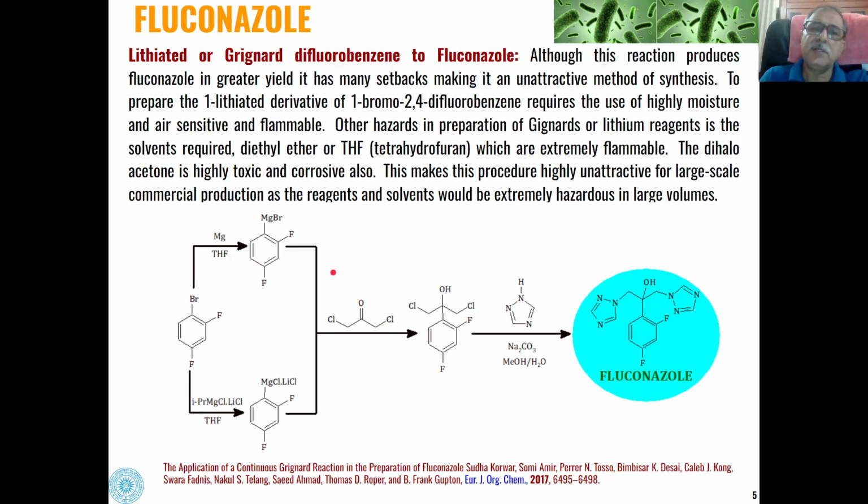Then lithiated or Grignard difluorobenzene to fluconazole. Here again we will start with this aromatic compound. In the first step, we will either synthesize Grignard reagent when this is reacted with magnesium in THF, or isopropyl magnesium chloride or lithium chloride is reacted to give us this type of lithiated Grignard reagent as the intermediate. And again, this Grignard reagent will react with dichloroacetone. 1,3-dichloroacetone is reacted with this Grignard reagent.